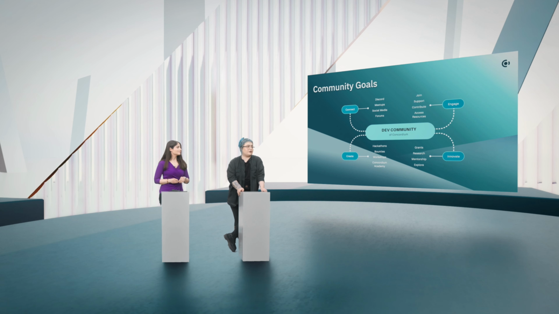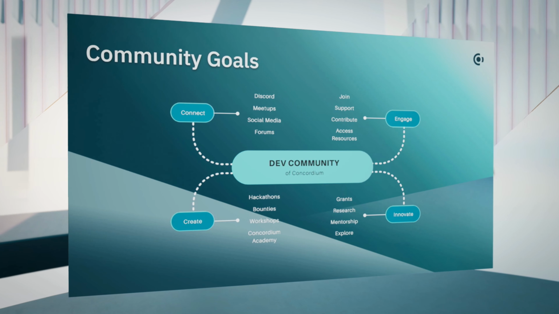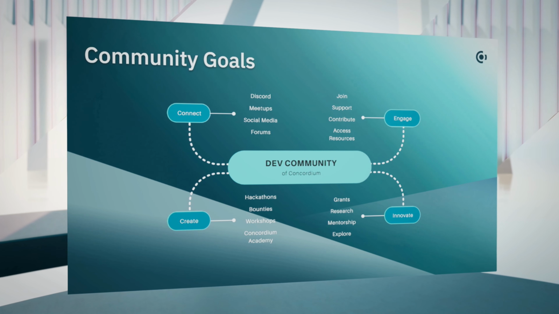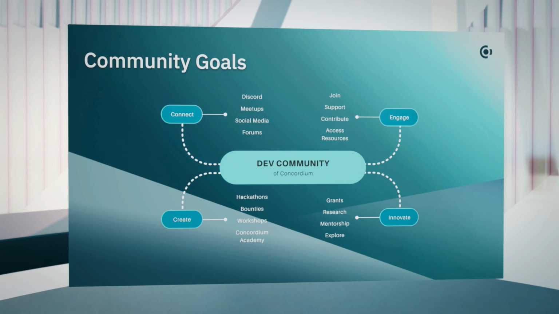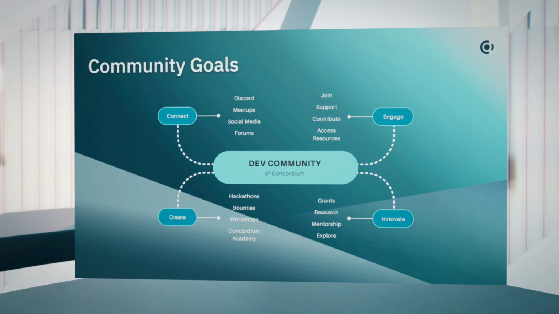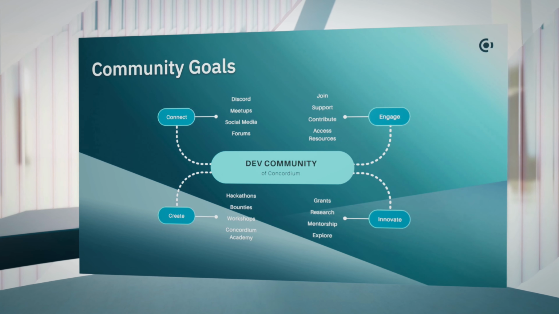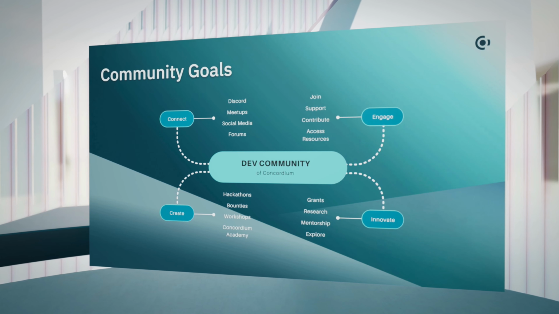And from that, we want to engage you in creation. We want to make sure that you can participate in our workshops. We are setting up bounties and challenges, and for that we set up Concordium Academy, which we're going to speak about a bit later in the presentation. The Innovate part is very much to inspire the community and the developers to make groundbreaking things. With that, we are supporting research and grants, and we are offering mentorship, so people can really join and see what Concordium can offer in the long term.